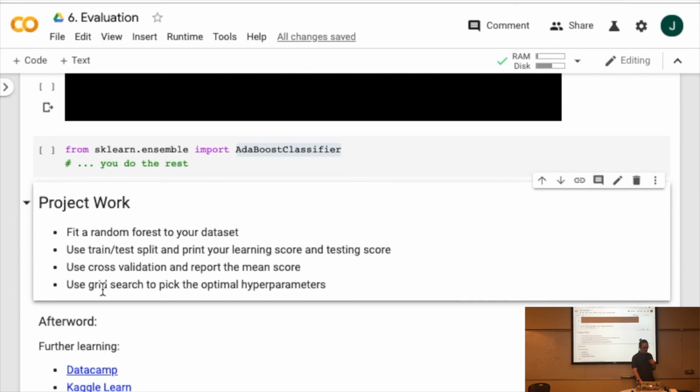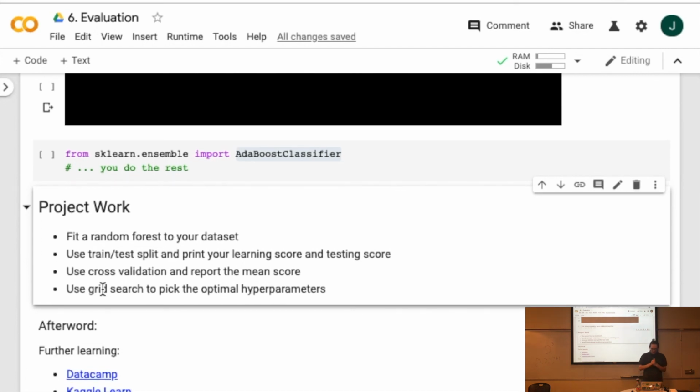And that's about it. Of course, I'm going to stick around to help you with your projects. I'll be here tomorrow as well, which will be just project day. It'll kind of be like a data science hackathon.